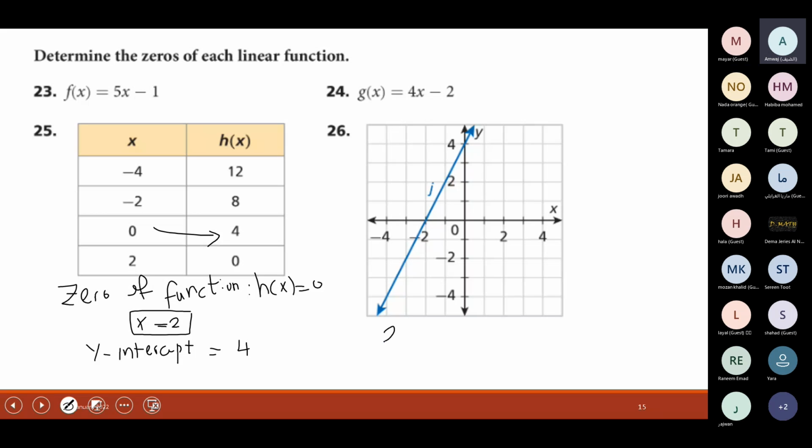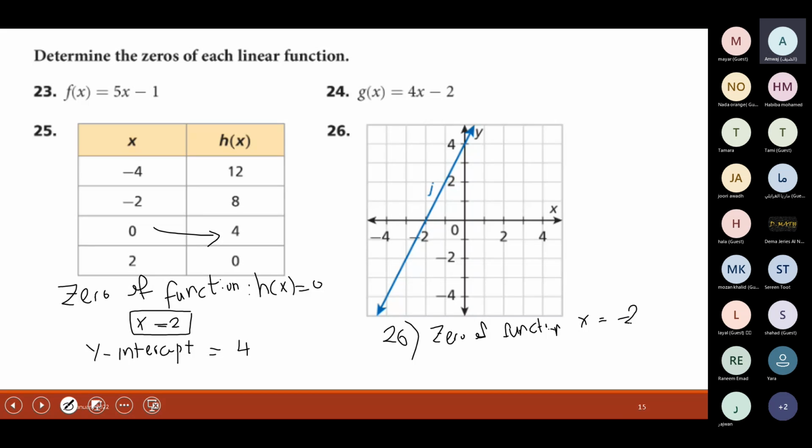Number 26. Tammy. Yes, teacher. Where is the 0 of the function here? Wait, teacher. It's 4. The 0 of the function. Be careful. What did you tell me yesterday? What is the 0 of the function? Is it the y or x-intercept? The x-intercept. Exactly. Where's the x-intercept? I mean -2. Negative 2.